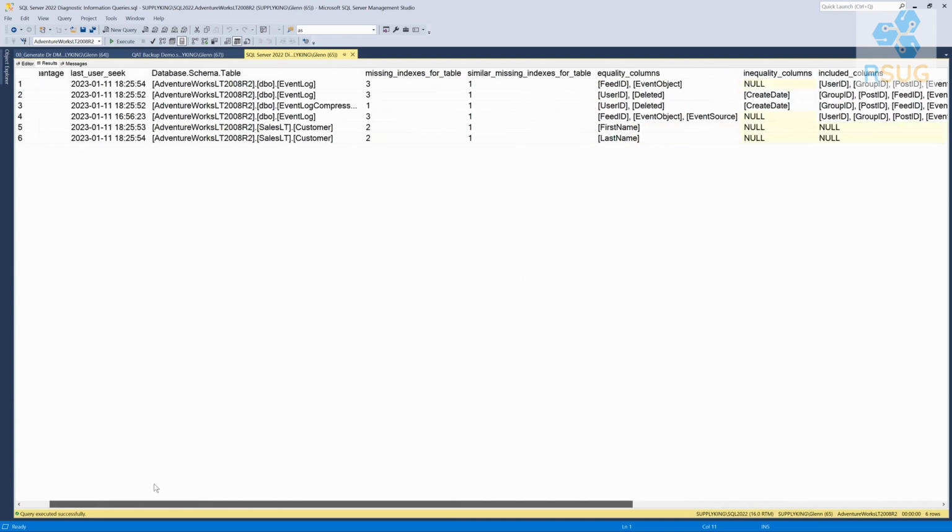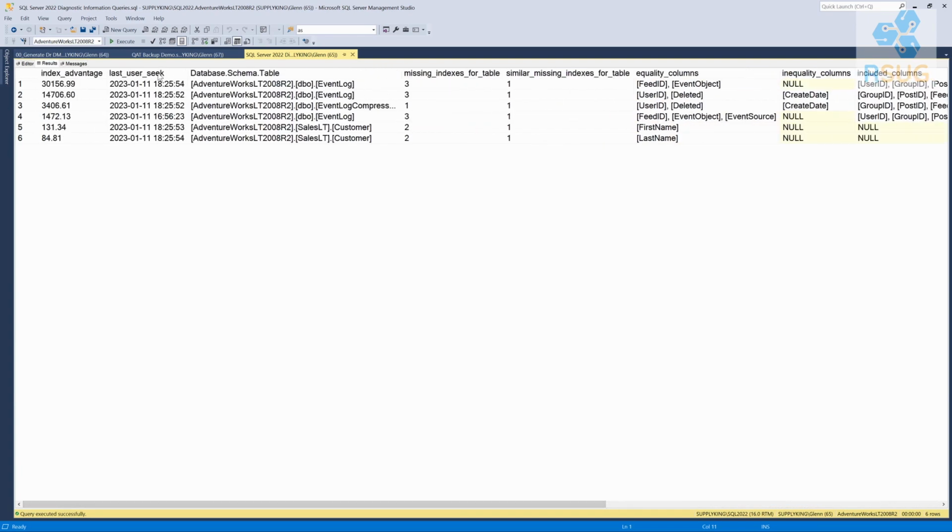Well, over here, the last user seek is right there. And there's no history. I mean, every time you run this, it just shows you the last user seek. You lose the history. I think there might be other ways of figuring that out, maybe in Query Store, but this just shows you it updates every time you have another execution of the query that triggered it.